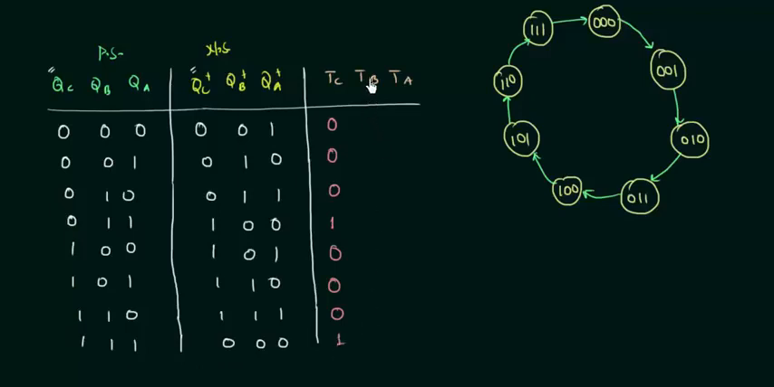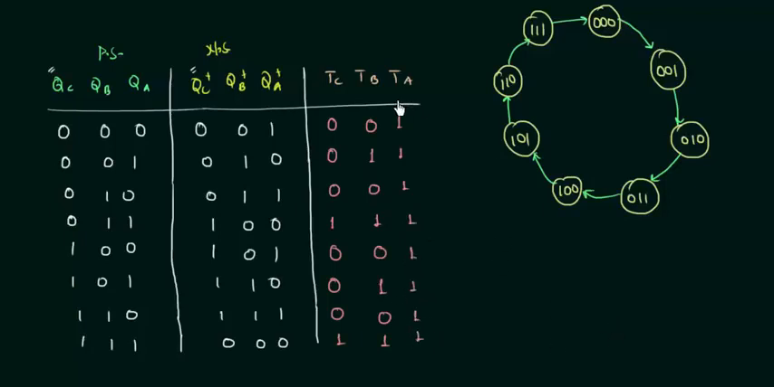In the same way I will complete TB: 0 0 1 toggling, so TB is 1; 1 1 same state, so TB is 0; 1 0 toggling, so TB is 1; 0 0 again same state, so TB is 0; 0 1 toggling, TB is 1; 1 1 again same state, so 0; 1 0 toggling. And for TA you can see we always have toggling: 0 1, 1 0, 0 1, 1 0, 0 1, 1 0, 0 1 and 1 0. So I will write TA as 1 for all the 8 cases.